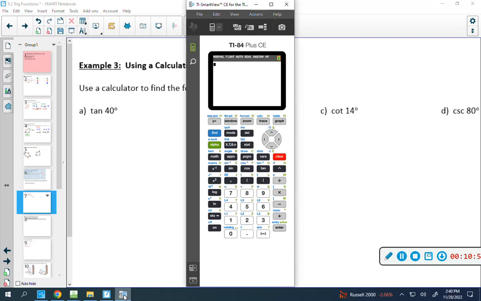Now, before I start typing on my calculator, I'm already like, oh, crud. My mode is in radians. These angles are degrees. So I'm going to switch my mode into degrees. Yours is not in degrees. Make sure you switch it. Okay. So tan of 40, pretty easy to type in. Tan 40, nothing magical here.